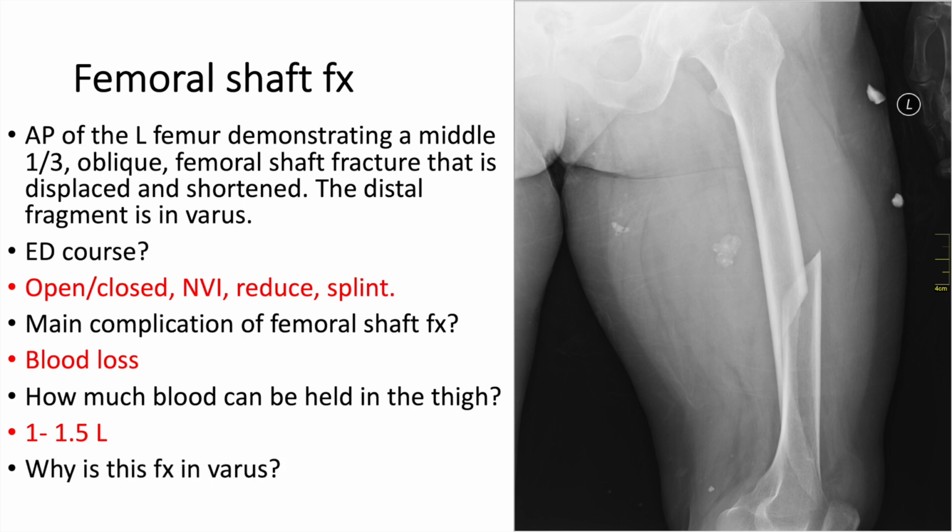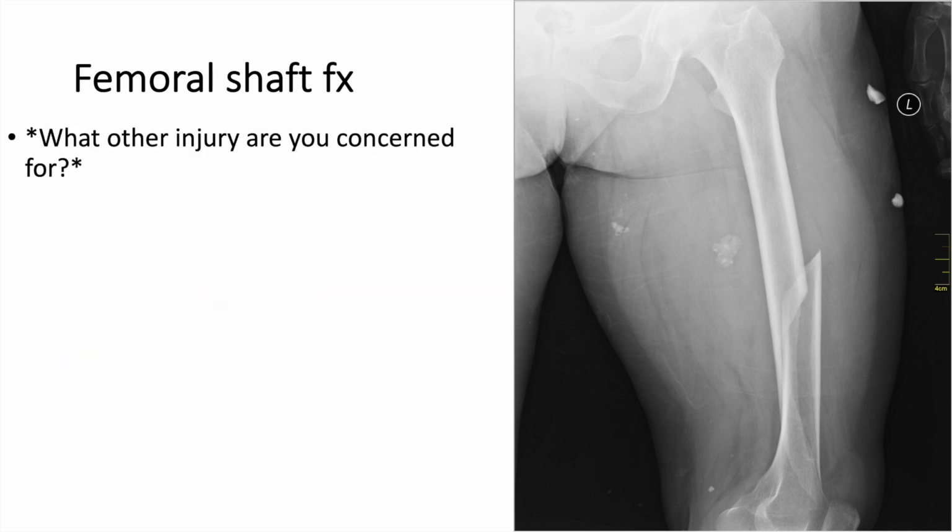All right, it's because of the hip adductors. So you have the adductor magnus. So always think of the deforming forces on your fragments when you look at fractures, especially for the femur. So what other injury are you concerned for? This is an important question. All right, femoral neck fracture. So ipsilateral femoral neck fracture.